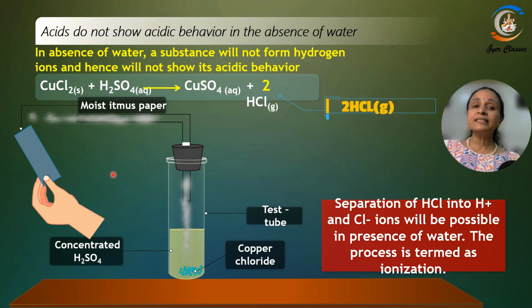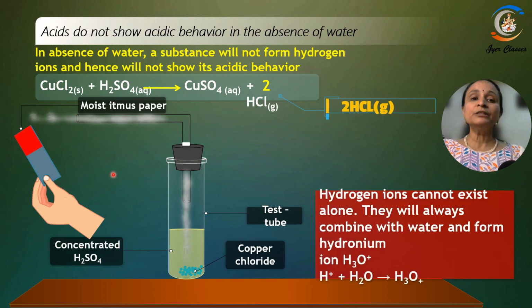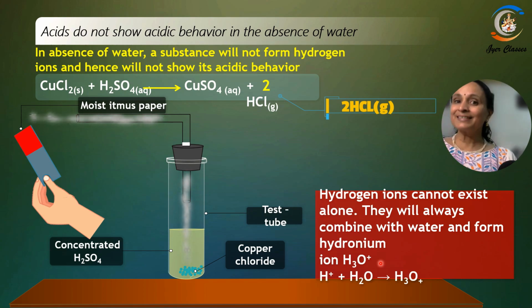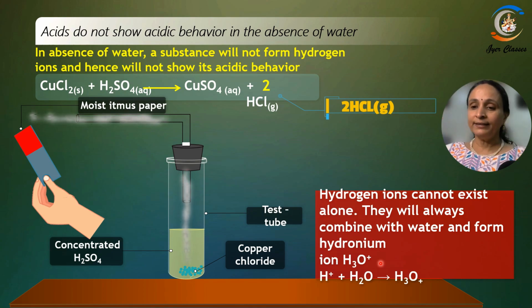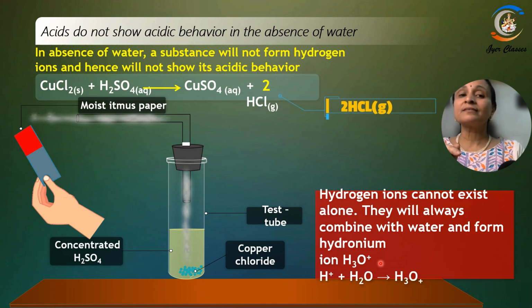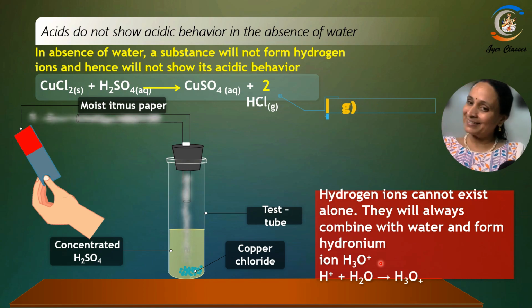Now, if you take some moist litmus paper, that means you dip it in water and make it wet, and now the moment you put the moist litmus paper in the path of this hydrogen chloride gas, it turns red. What does it show? It shows that hydrogen ions cannot exist alone. They will always combine with water to form the hydronium ion, and because of this hydronium ion, the acidic property is clearly visible. Is this clear to all of you? Yes, right? No water, no acidic property. Where water is there, it will give you H3O plus ions, and because of this the acidic property is shown. Is it clear? Right.